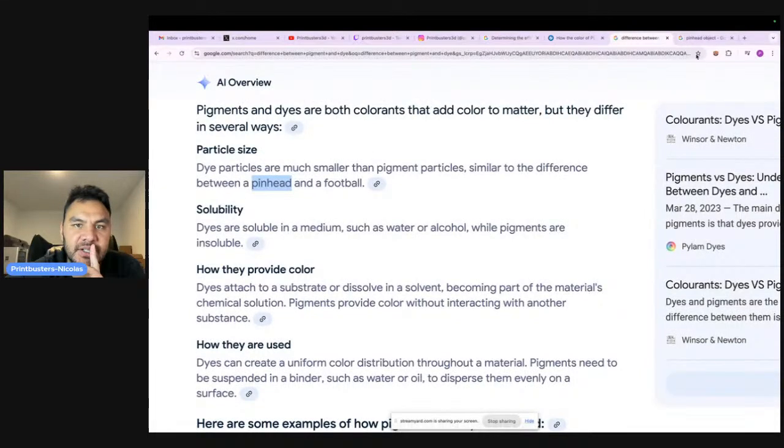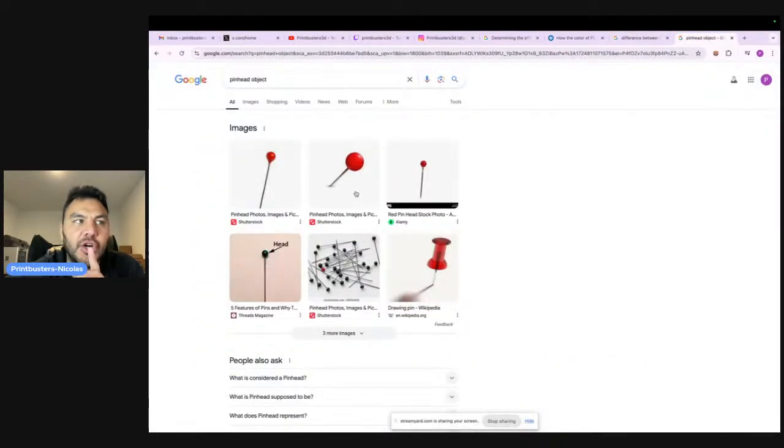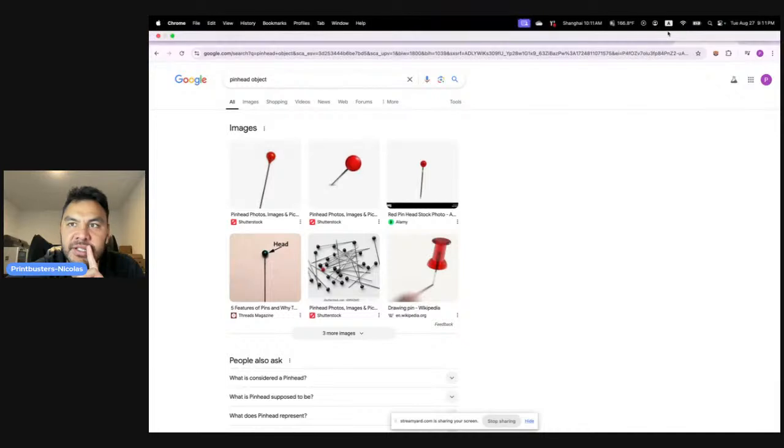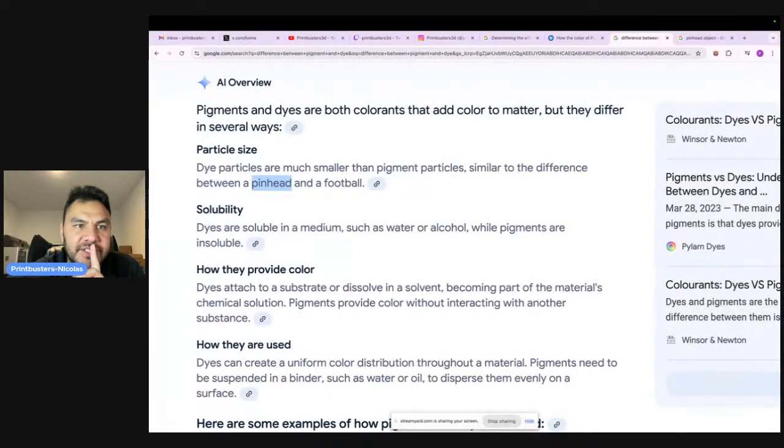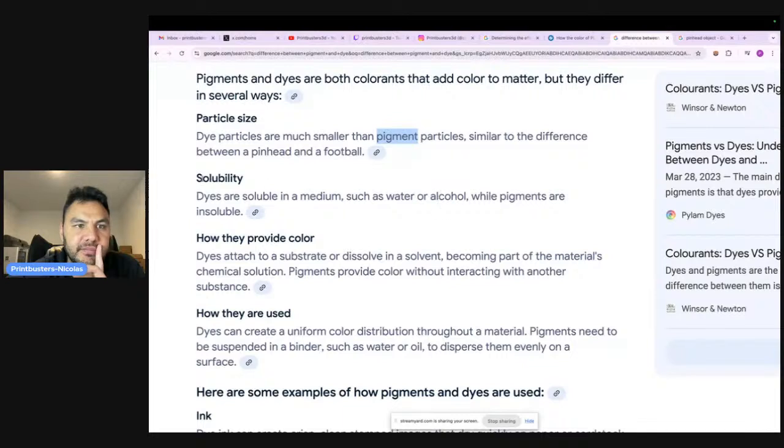Okay, so there is an order of magnitude between the size of a dye compared to a pigment, which is much bigger.